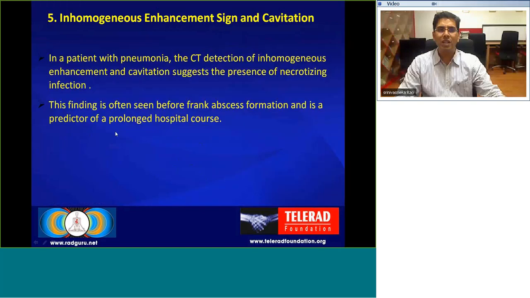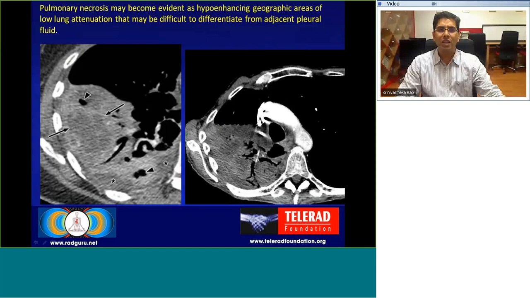Yeah, we were talking about the other disease pattern, which is the inhomogeneous enhancement sign and cavitation. In a patient with pneumonia, the CT detection of inhomogeneous enhancement and cavitation suggests the presence of necrotizing infection. This is what I was talking about. In the presence of a pneumonia, you see a heterogeneous area in the region of consolidated lung with air pockets. In this patient, you can see the pleural effusion as well.